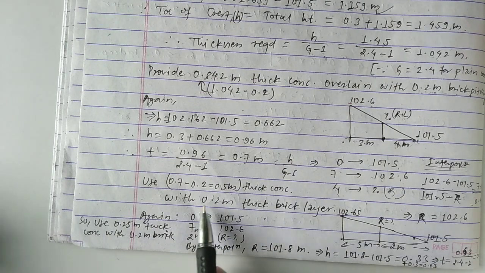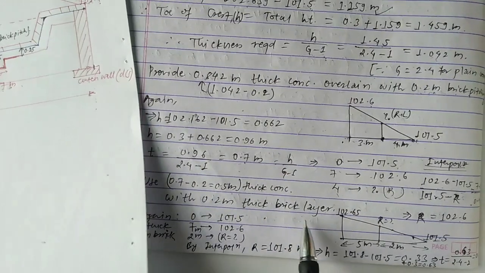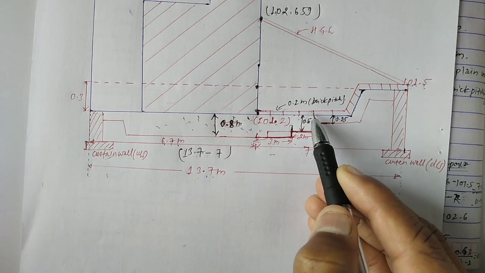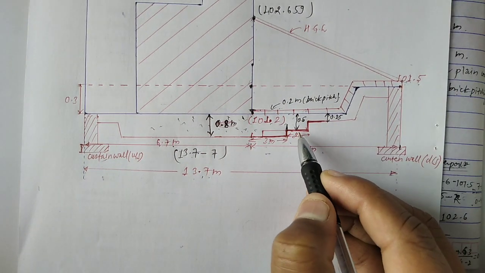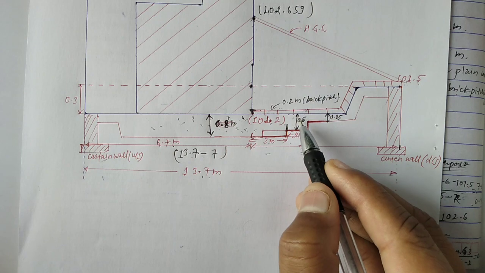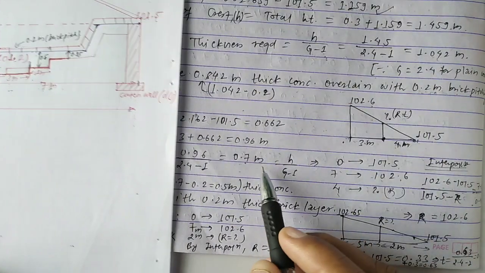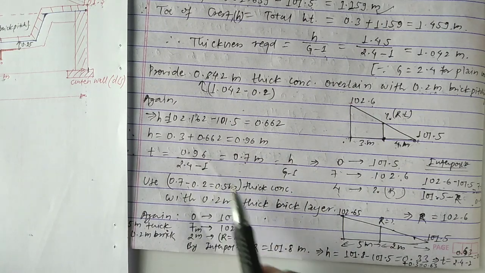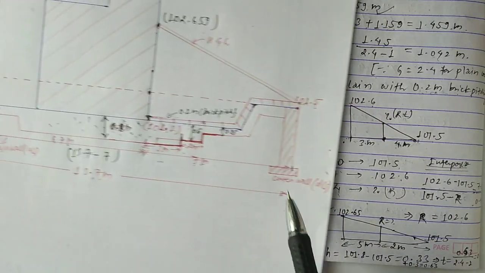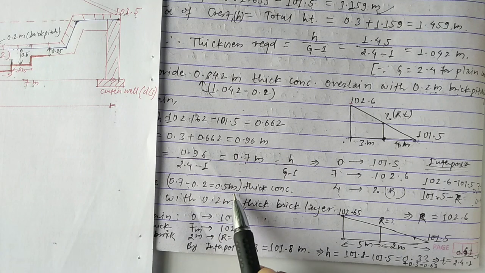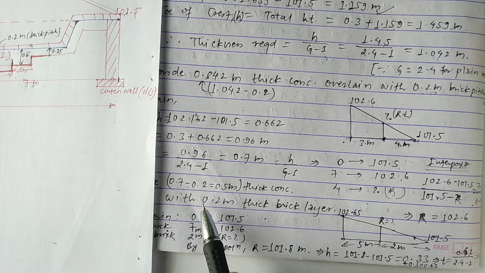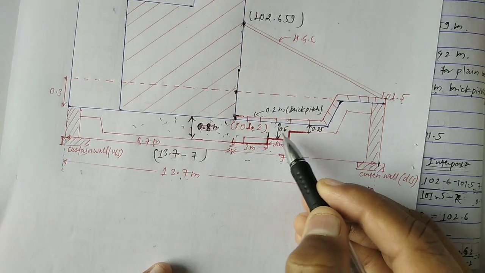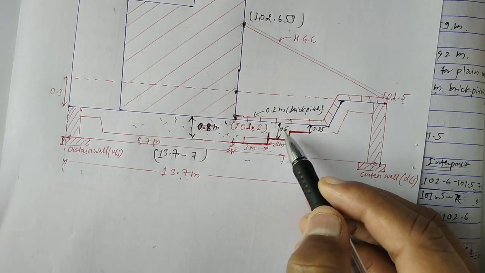So we have to provide a 0.2 meter brick layer. As I said here, we have to provide this 0.2 meter as a brick layer. Then for the remaining portion, total thickness 0.7 minus 0.2 meter, this is the brick pitching. So after subtracting this value we get the value of concrete as 0.5 meter. So we have to provide 0.5 meter depth of concrete.